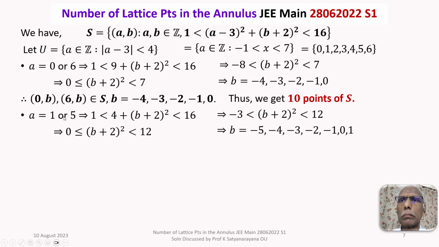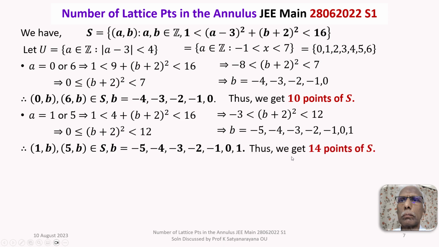For a is equal to 1, 7. For a is equal to 5, 7. So the total 14 ordered pairs you will get. So (1, b), (5, b) belongs to S, for b is equal to minus 5, minus 4, minus 3, minus 2, minus 1, 0, 1. Thus we get 14 points.